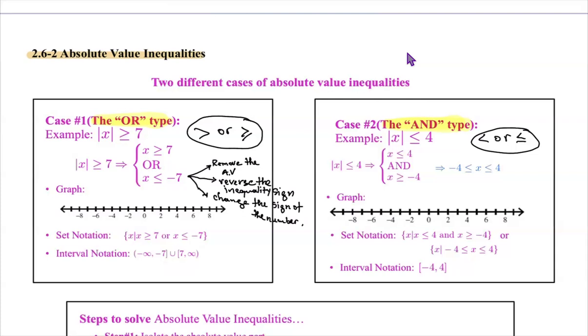So that's why absolute value of x greater than or equal to 7 turns out to be x, because the absolute value sign is removed. That was greater than or equal, that becomes less than or equal. And then it was plus 7, now becomes negative 7. So that's how you set up the two inequalities to solve an absolute value inequality of the OR type.